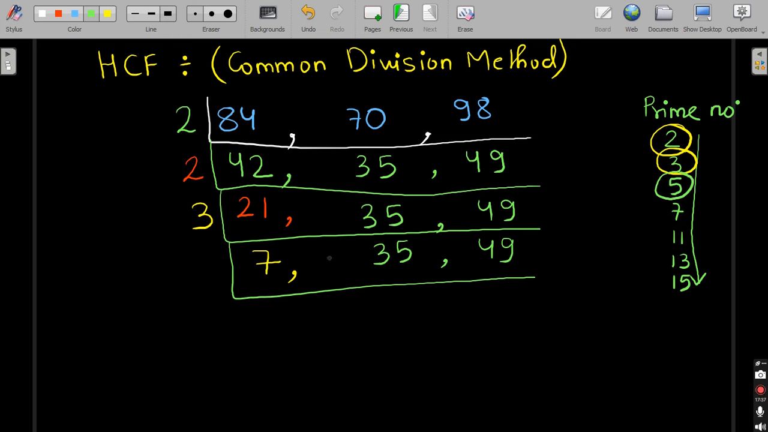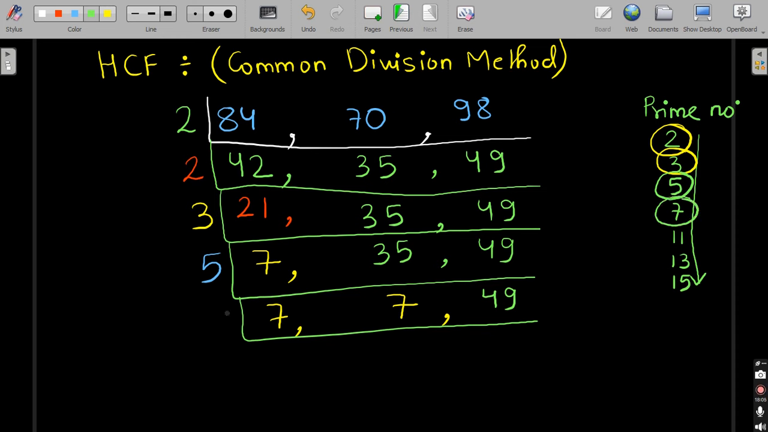Now again 5, can I divide the number? Yes, I can divide, because 35 is there. Okay, now let us try with 5. Now here 7 is there. Here again 35. 5 sevens are 35. After that, 49, can I divide? No, I can't divide 49. Okay. Now again I will move to the next. Now 5 7 is the only number by which I can divide.